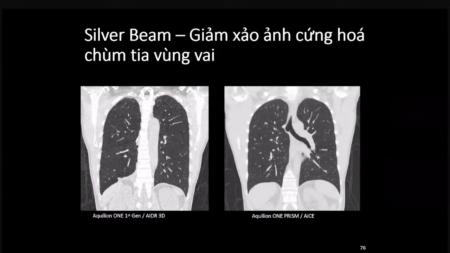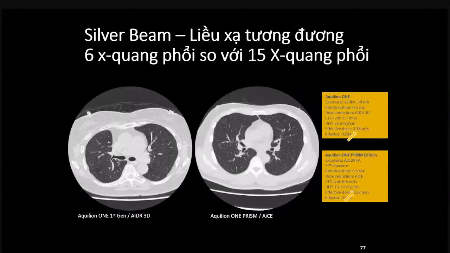You can see there's reduced beam artifacts at the shoulders. And here's another patient with silver beam. You can see scanned on the scanner on the left without the silver beam, and you can see the dose reduction from 0.78 millisievert to 0.32 millisievert.